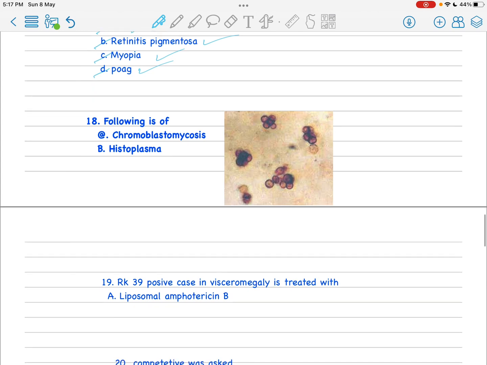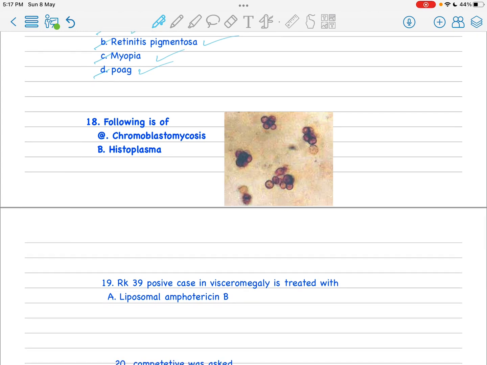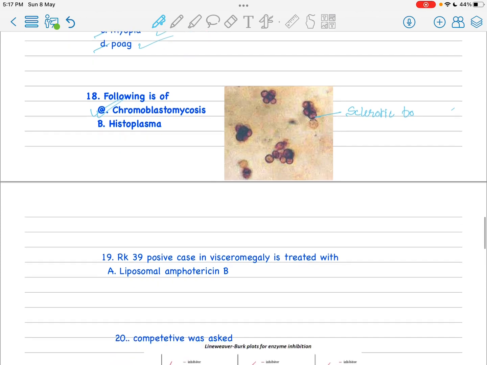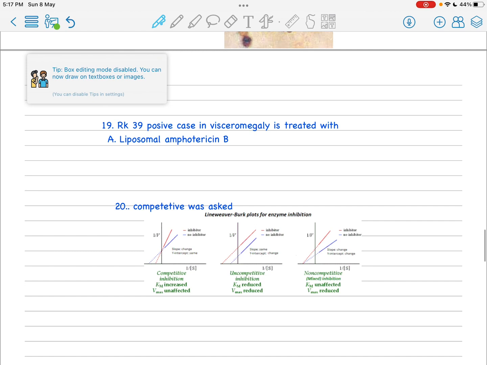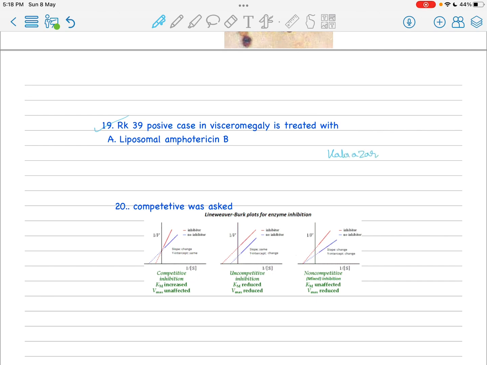Next is the following, this is something called chromoblast, this is something as sclerotic body. So this is chromoblastomycosis, and this is also a very favorite question of INICET and NEET exam. This is also a very favorite question like RK39. You don't have to look at the other options, RK39 positive is Kala-Azar, and you know the treatment of choice is liposomal amphotericin B, okay.